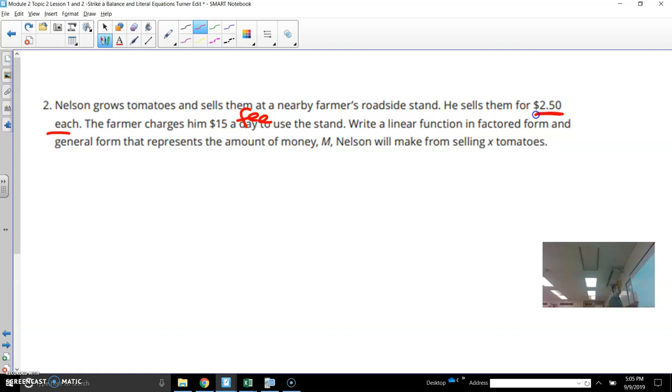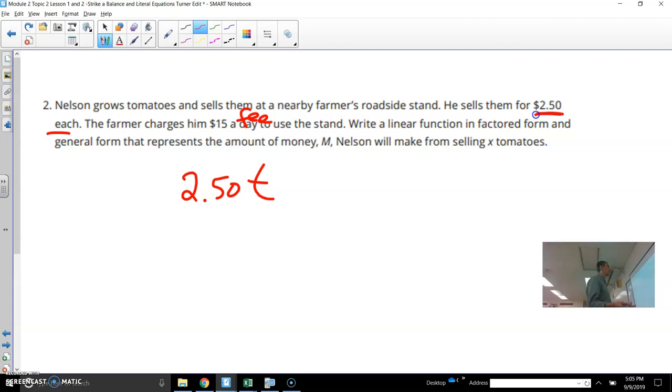So the idea is that I am selling my tomatoes for $2.50 each. So if I want to sell one, it's 1 times $2.50, which is $2.50. Or if I sell 2, well, $2.50 times 2 is $5.